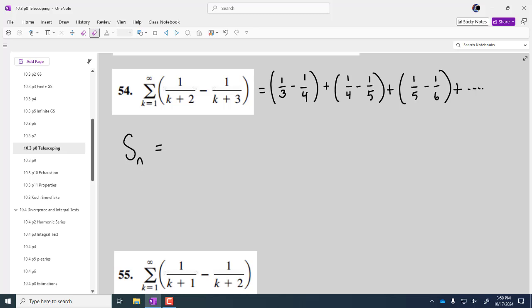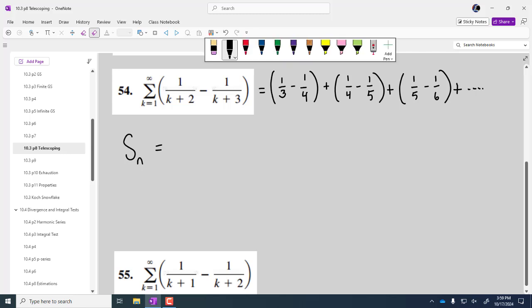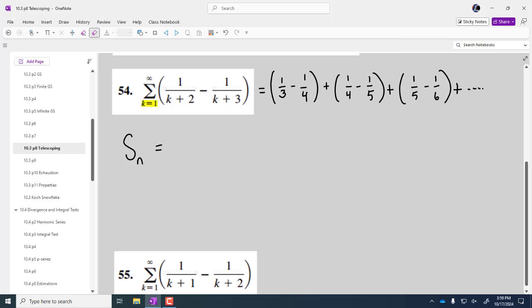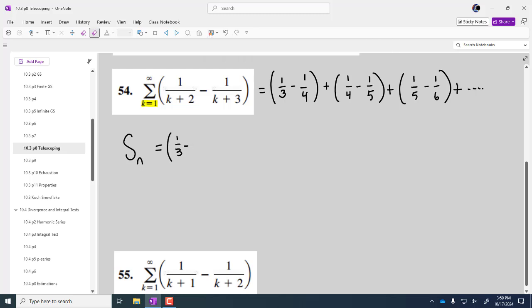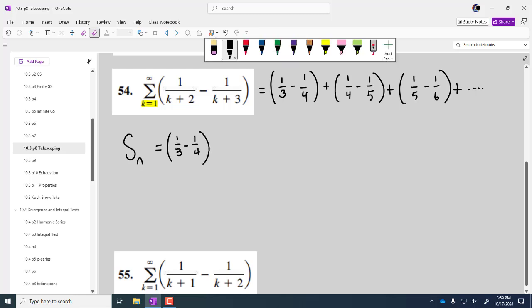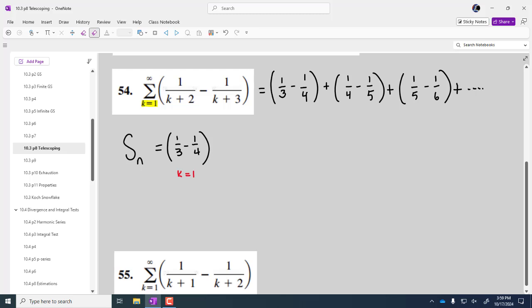Okay, so with telescoping series, we need to find S sub n. And it's going to be a little bit more complicated than for a geometric series. For a geometric series, it was pretty easy to find S sub n. We just needed a and r. So here, we're going to start by, this is the easiest case because it's starting at 1. So S sub n is going to look like this. This term is the first term, the term that comes from k equals 1. S sub n counts the first n terms. If we start at 1, the last term is going to have a k value of n.